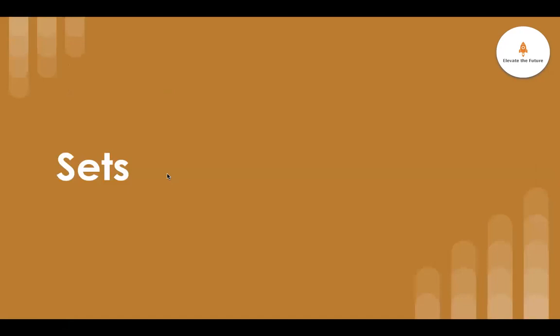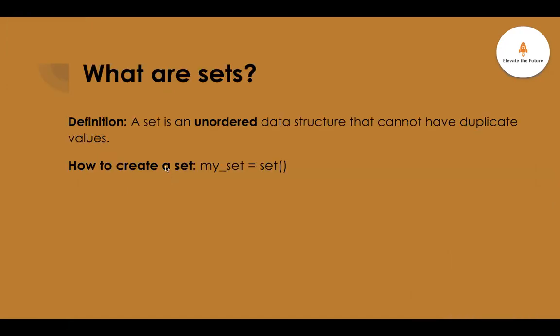And now we can start getting into sets. All right, so sets are different from lists and tuples. Sets are unordered, so the items inside the set don't have indices or indexes. And the way you create a set is just by calling the set function, as you can see here. It's just my set equals set, then 2 parentheses, and that creates a set.